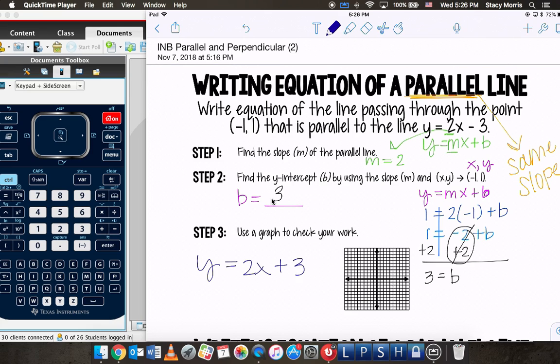So step 3 says to use a graph to check your work, and I would absolutely want you to do this. I don't necessarily think you need to use a piece of graph paper. If you don't have a calculator, then sure, you want to use graph paper, but I really am going to focus on using our calculator to check our answer.